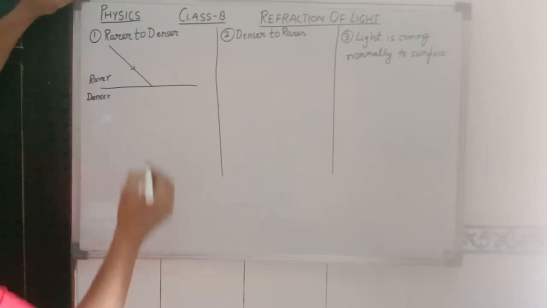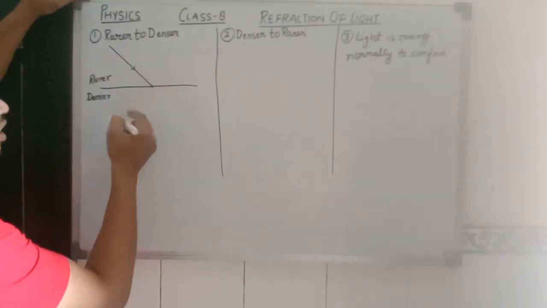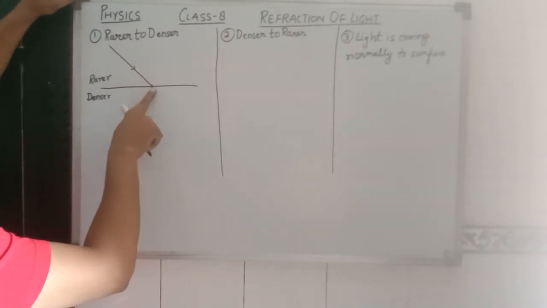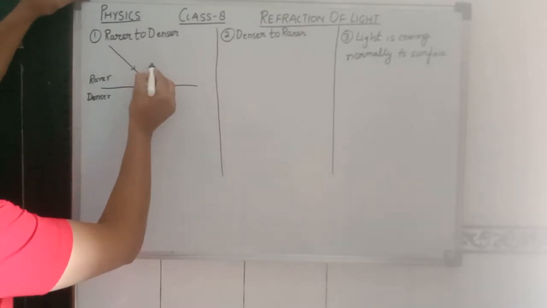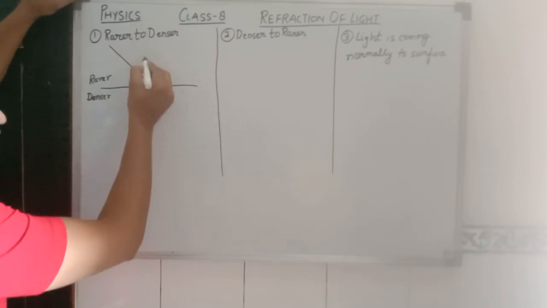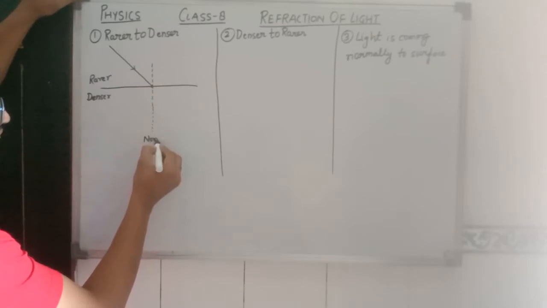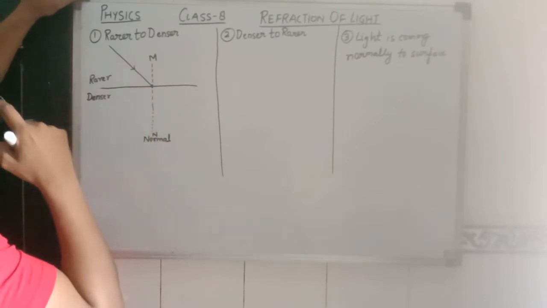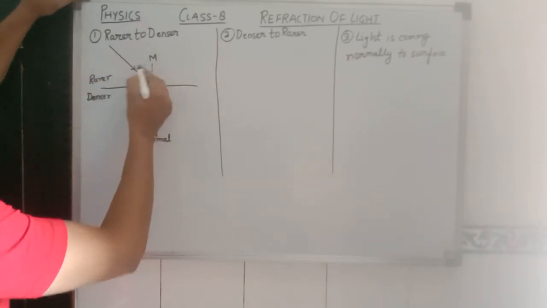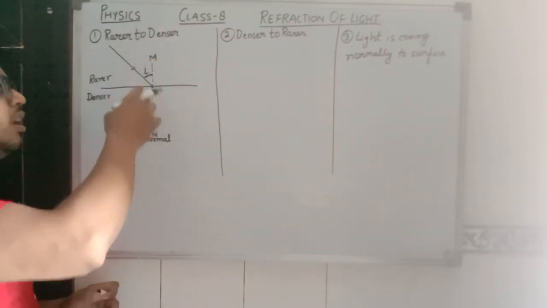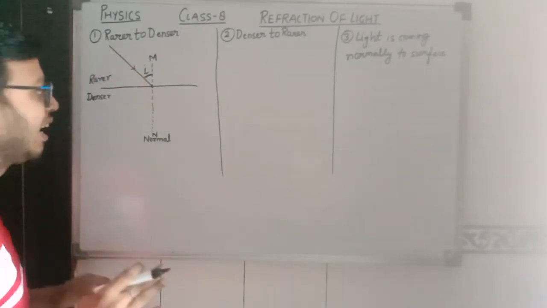Some technical terms are very important. This point on the surface of separation where the incident light is striking is called the point of incidence. At the point of incidence, you have to make a 90-degree line. That line is called the normal. Suppose we have named it MN. Now, this angle is called the angle of incidence, the angle formed between the normal and the incident ray.